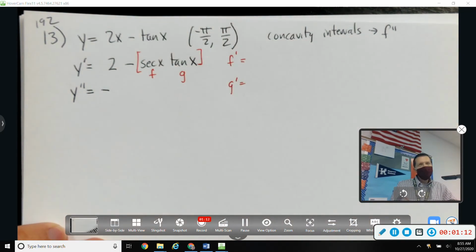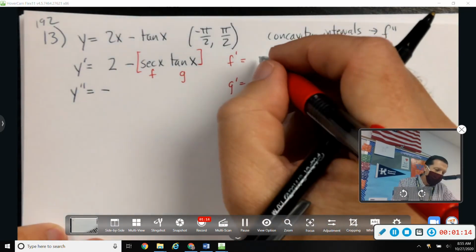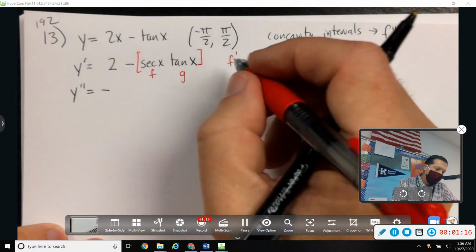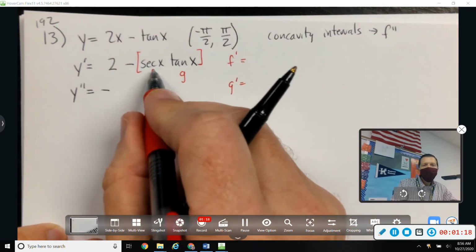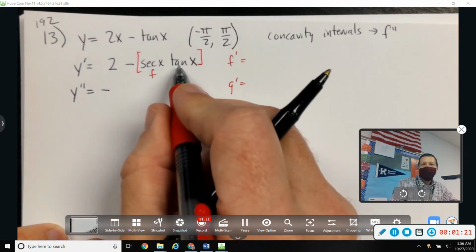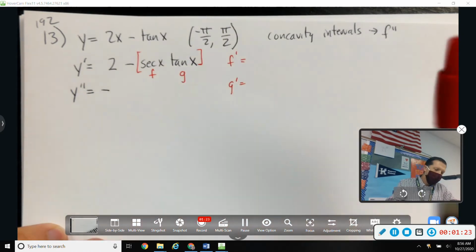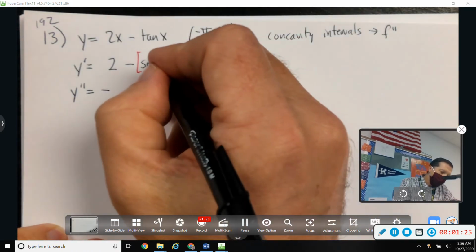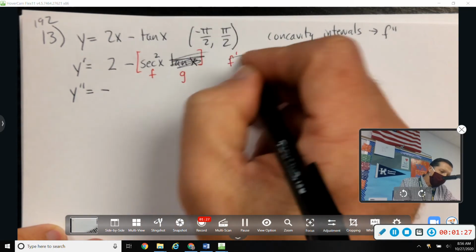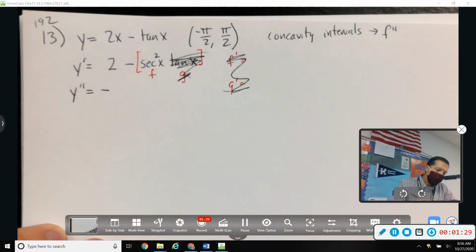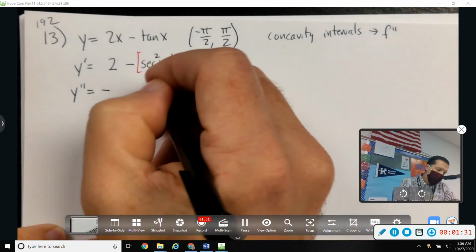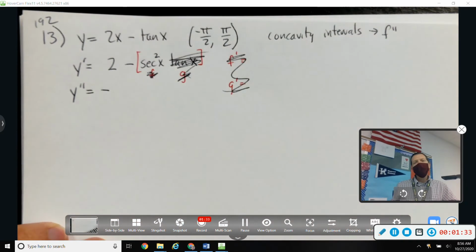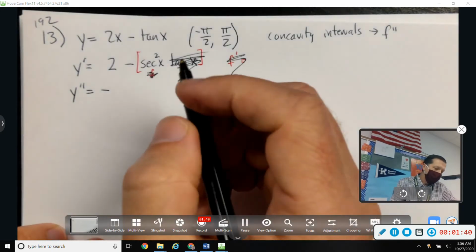If f is secant, derivative of secant is, wait a minute, I did that wrong, right? What's the derivative of tangent? Secant squared. I was jumping ahead here. Derivative of tangent is secant squared. You got to stop me before I get too far along in my mistakes. The derivative of secant is secant tangent, and I'll need that here.